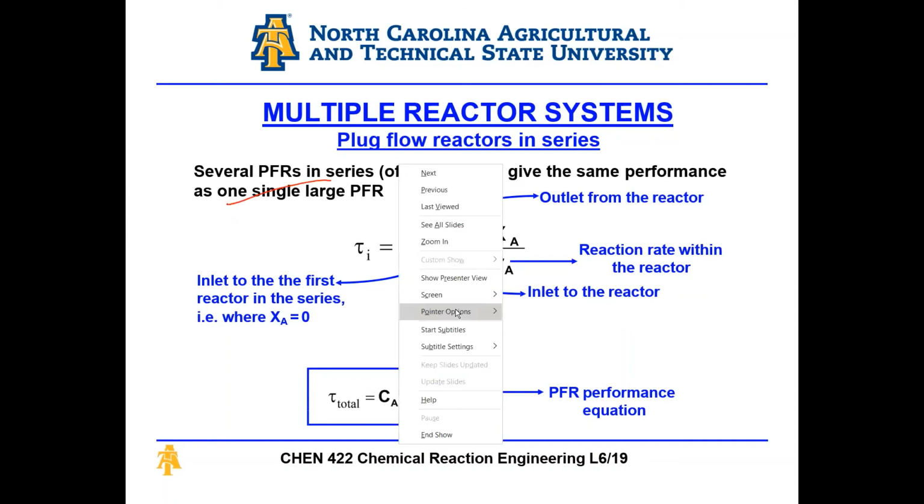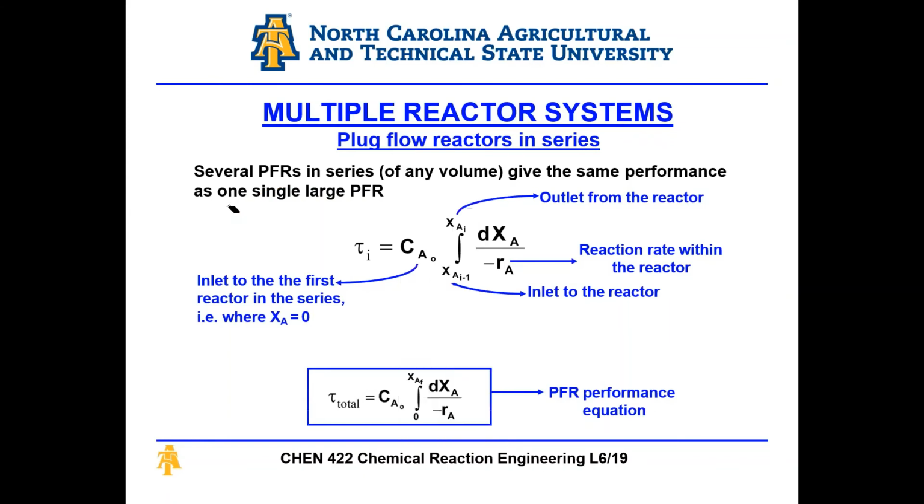So the performance equation for having a bunch of CSTRs in series is the same as the performance equation for one single PFR, okay? And you can derive this. This is actually very easy. Very similar logic to the previous one.